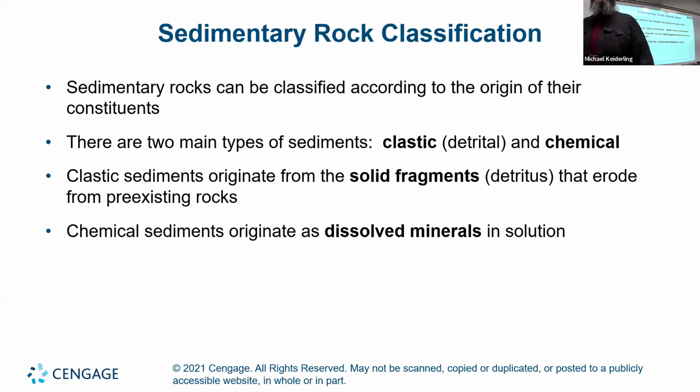Chemical sediments originate as dissolved minerals in solutions. So these are minerals that dissolved away and then reformed, got pulled out of solution in some way. This could be the water evaporates and they precipitate out of solution, or living things use them, turning them into hard parts of their bodies, and they fall out of solution that way.